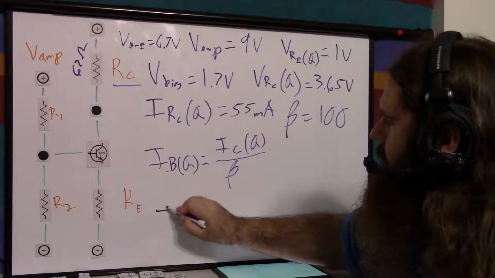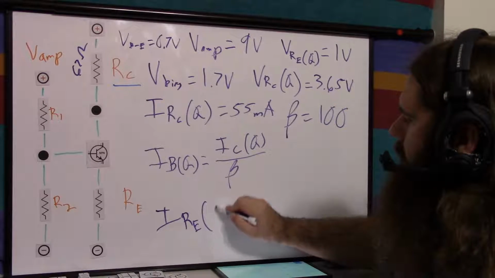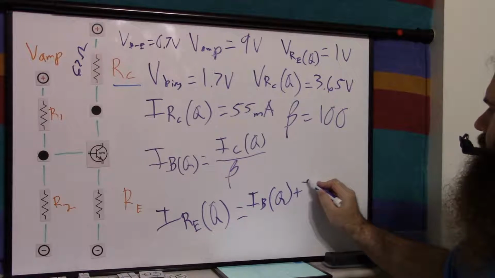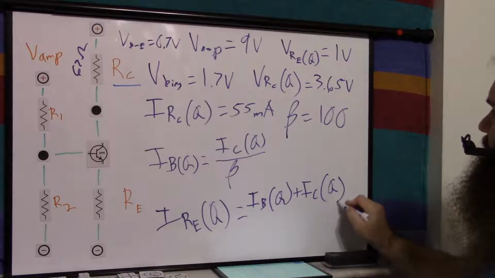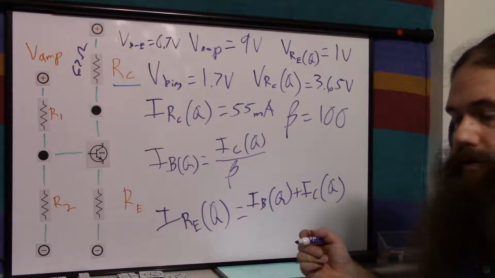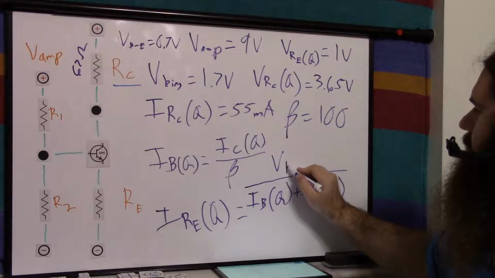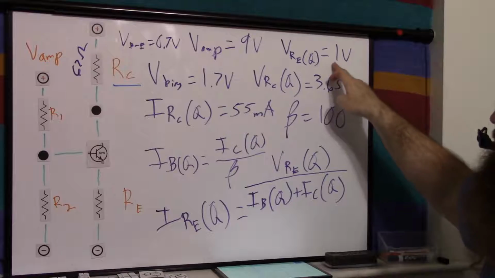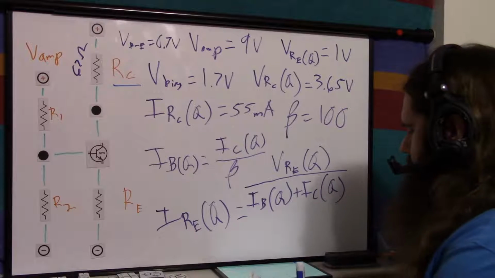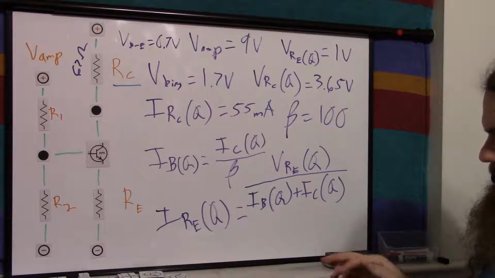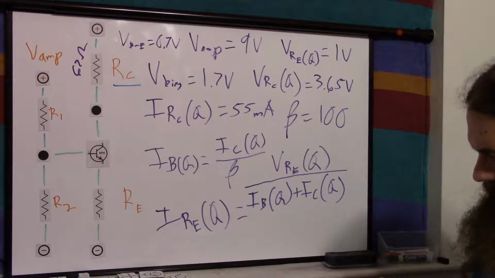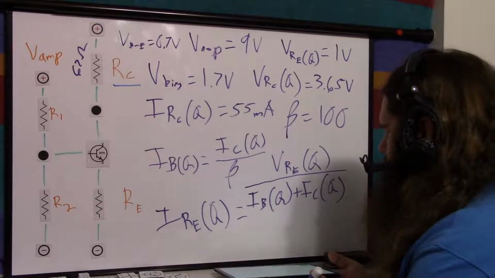So now the current through RE at quiescent equals current at the base quiescent plus current to the collector at quiescent, because you've got the base current going through here and the collector current going through here. And V equals I times R, so divide the voltage of RE quiescent. So we just get our 1 volt, that's the voltage drop we want, divided by this current, and we get, in this case, 1 volt divided by the collector current plus the collector current again divided by beta, this right here, divided by 100. And we get about 18 ohms.